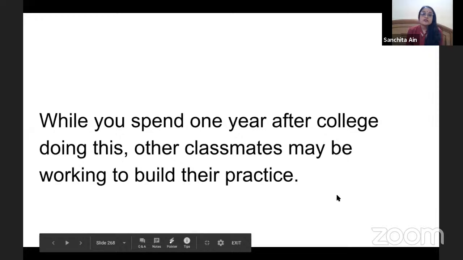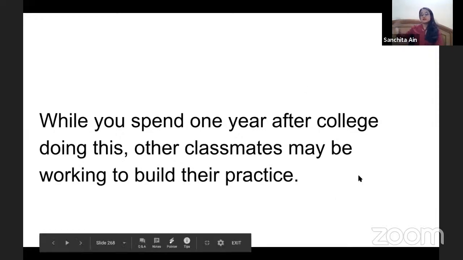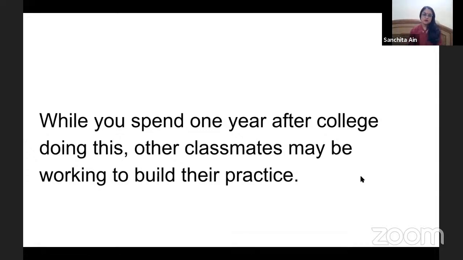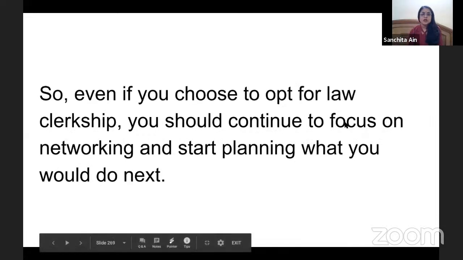When you spend 1 year after college doing this, other classmates may be working on building their practice and then you'll be competing with them. Therefore, next slide. So even if you choose to opt for law clerkship, you should continue to focus on networking and keep planning what you will be doing next, because 1 year will pass just like that, right?